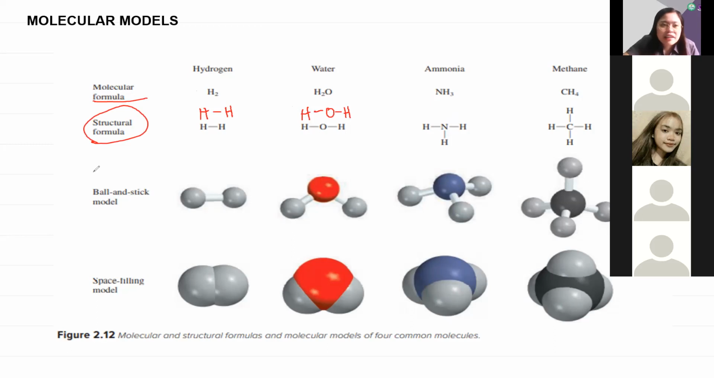Now, meron din tayong tinatawag na ball and stick. I don't know if you have experienced making this one in your high school days na pinapagawa kayo ng mga balls and then nilalagyan ng stick in between. So, ang tawag dyan, ball and stick model. And then ito naman, kapag you cannot really see the bondings in between, instead, the combination of the different atoms, ito yung tinatawag natin na space filling models. Mga molecular models lang yan siya to show you the chemical formula of our substances.